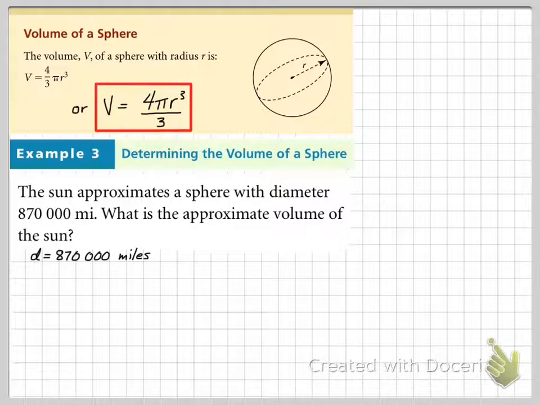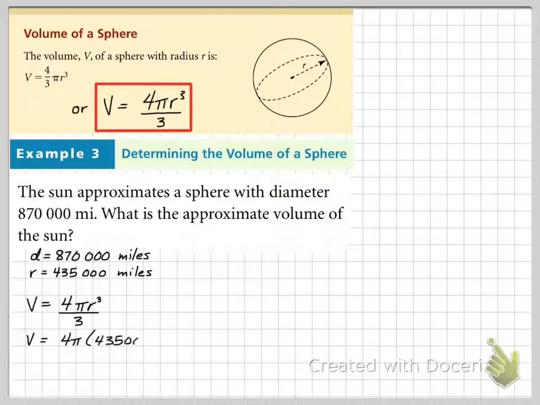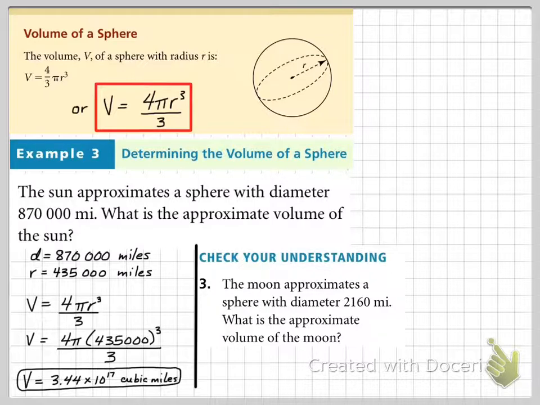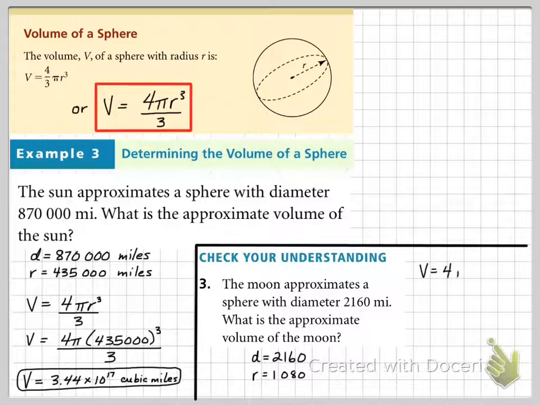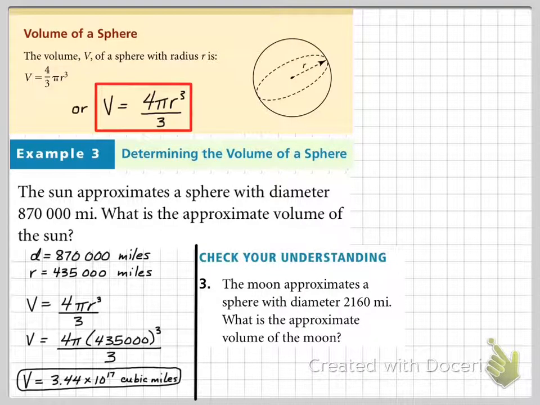Well, since the diameter is 870,000 miles, we need the radius. Divide that by 2, and you'll find it's 435,000 miles. So the volume now is 4 pi r cubed divided by 3. When you plug this in, you're going to get very large numbers, and you're going to be getting scientific notation. The volume is going to be reported as 3.44 times 10 to the power 17 cubic miles. Now, again, do the check your understanding question on your own.